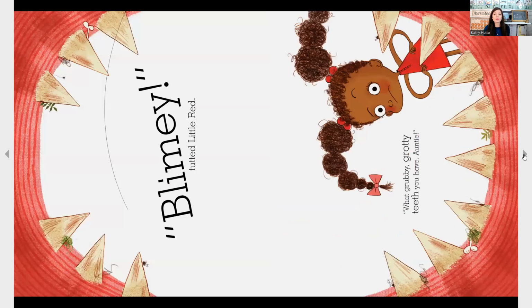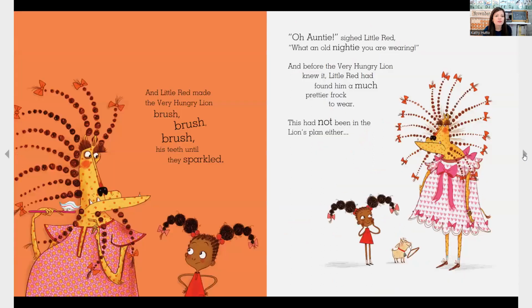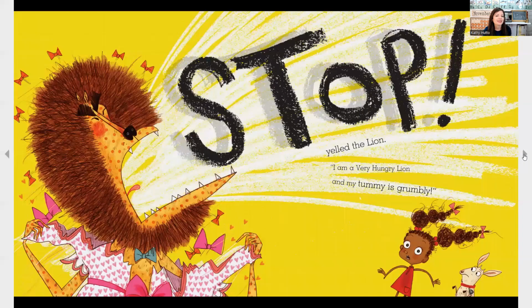He opened his mouth, but when he did, Little Red saw his teeth and said, "Ooh, blimey, what grubby, grotty teeth you have, Auntie." And Little Red made the very hungry lion brush, brush, brush his teeth until they sparkled. "Oh, Auntie," sighed Little Red, "what an old nightie you're wearing." And before the very hungry lion knew it, Little Red had found him a much prettier frock to wear. This had not been in the lion's plan either. "Stop!" yelled the lion. "I am a very hungry lion and my tummy is grumbly."